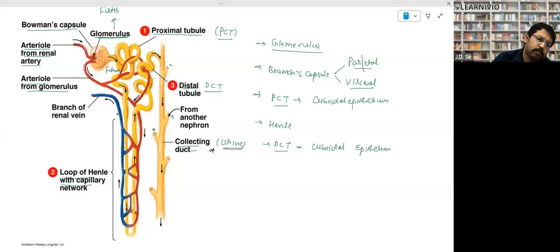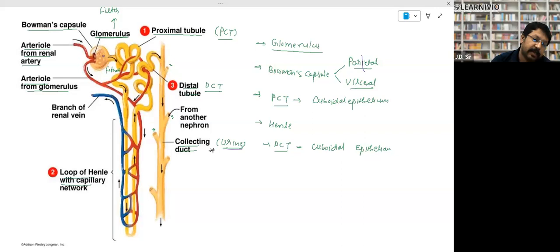Then what happens? From here, the filtrate part, right? So urine, we cannot use the term urine over here. So what happens? When the arteriole brings the blood and the other arteriole takes back the filtered blood, this Bowman's capsule has a filter-like structure called the glomerulus. The glomerulus takes urea, water, and some nutrients, right? We cannot use the term urine over here. We call it the filtrate.